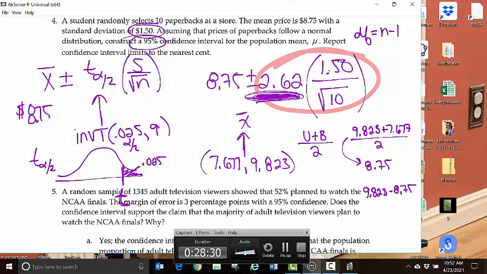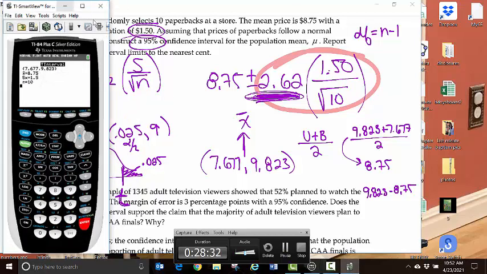Again, okay. So real quick, I did stat, tests, t interval number 8, because it's means. Then I put it over to statistics, not data, and I put in my mean and my standard deviation and my number in the sample from the story problem.